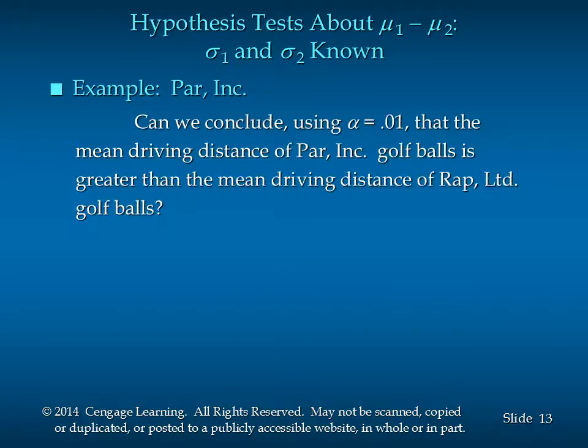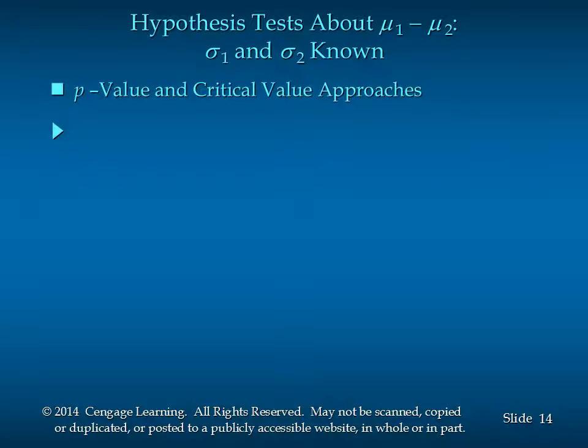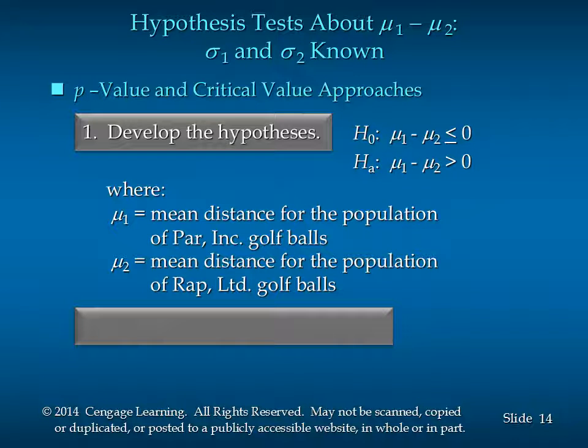Let's take our Par Inc again. Can we conclude at p = .01, a 99% confidence level, a 99% level that we think we're correct, but there's always this 1% chance that we're wrong, that the new golf balls have a greater mean driving distance than the golf balls previously, or the two different samples that we're setting up here. Let's just set this up first.